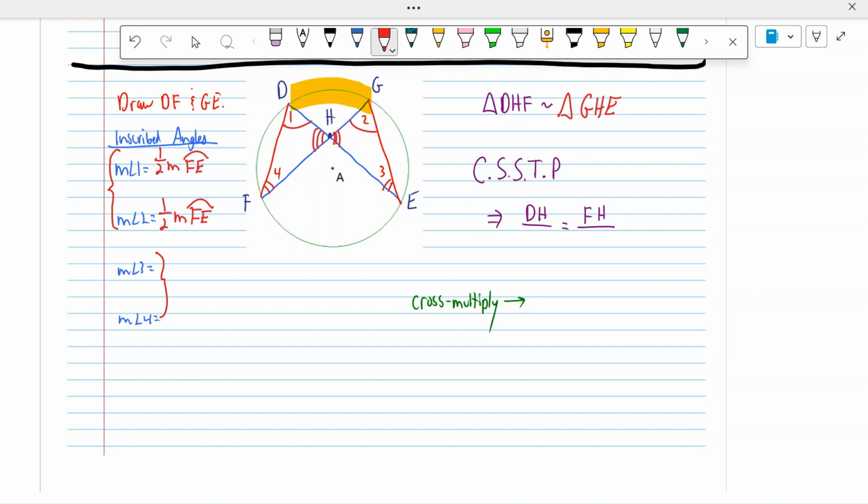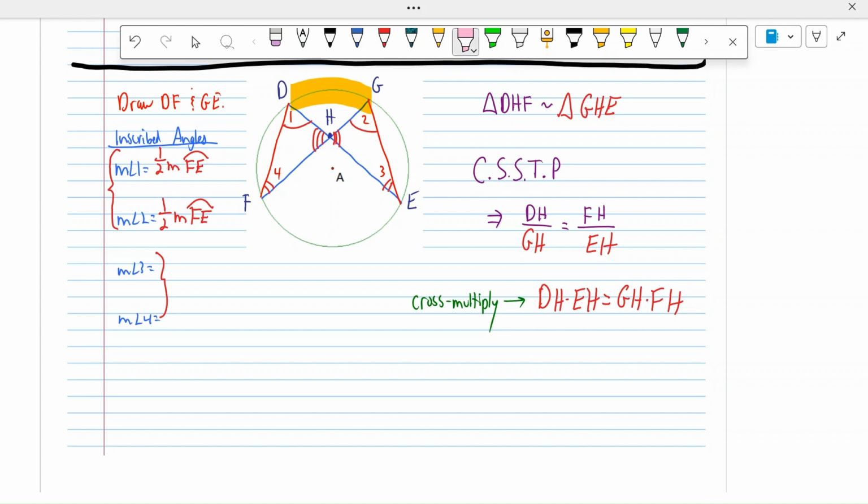because of angle similarity. And since corresponding sides of similar triangles are proportional, DH from this triangle on the left is corresponding to GH on the right. FH from this triangle on the left is corresponding to EH. So those corresponding sides are proportional to each other. If you cross multiply, DH times EH is equal to GH times FH.